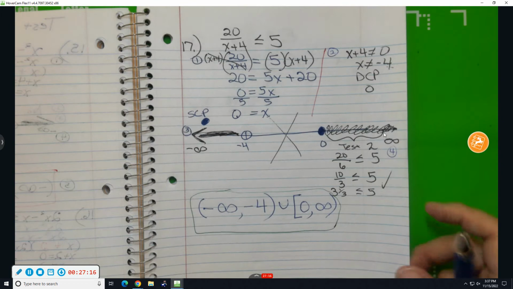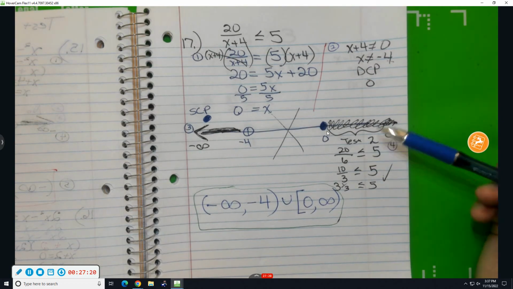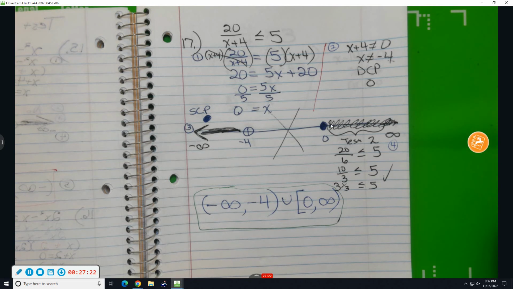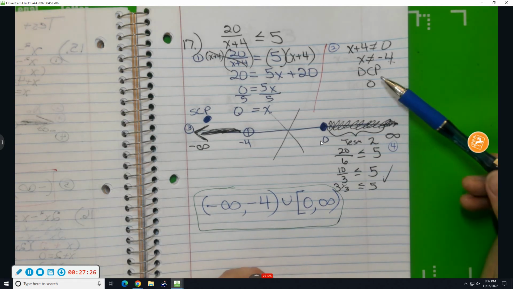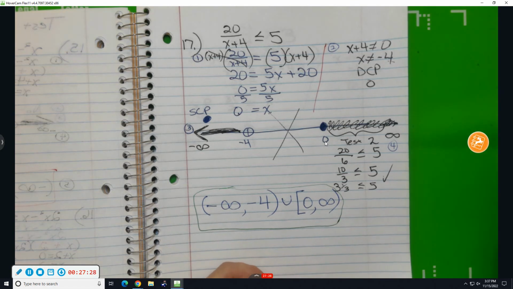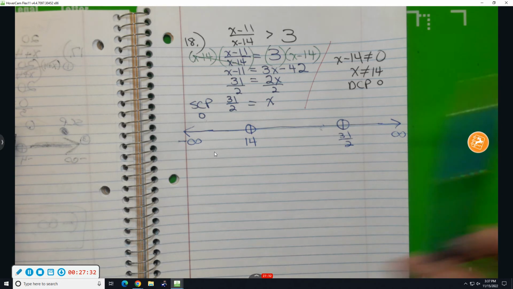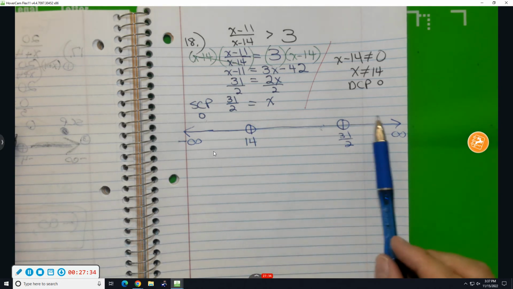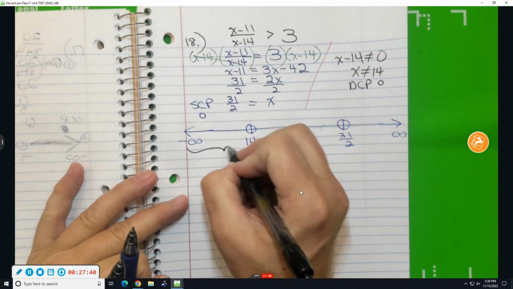Hey, I have a question. Why didn't I test 0 over here? Here I tested 2. Why didn't I test 0? Because of the fact that 0 was part of the equation. Okay, 0's a cut point. You can't check a cut point. So, which interval contains 0? Interval 1, 2, or 3? Interval 1, so we're going to test 0 over here.